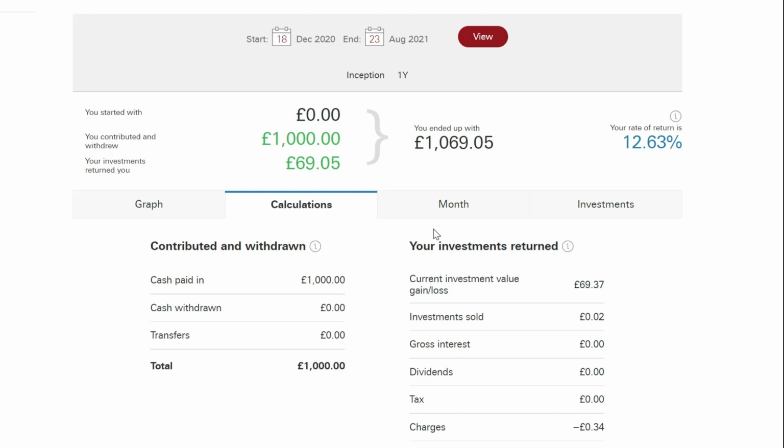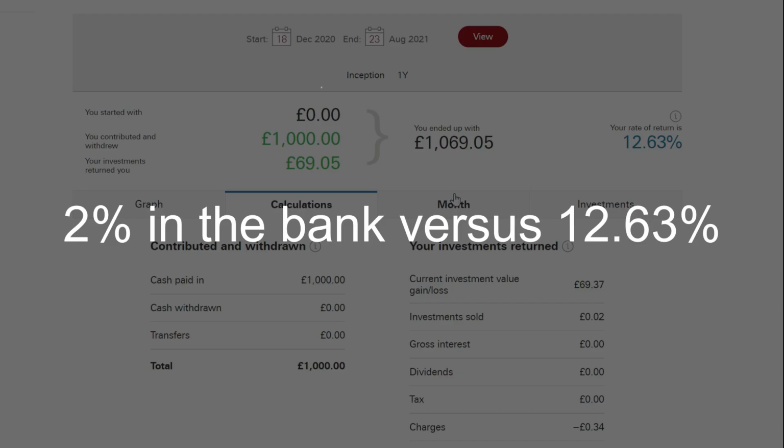But I only put £100 in every single month, and I've managed to gain a return of £69.05, which is more than what it would have got in the bank, because the current rate of interest in the bank is about between 2% and 3% if you're lucky.